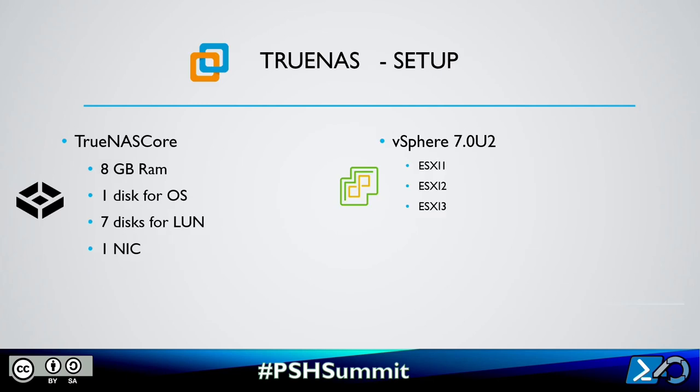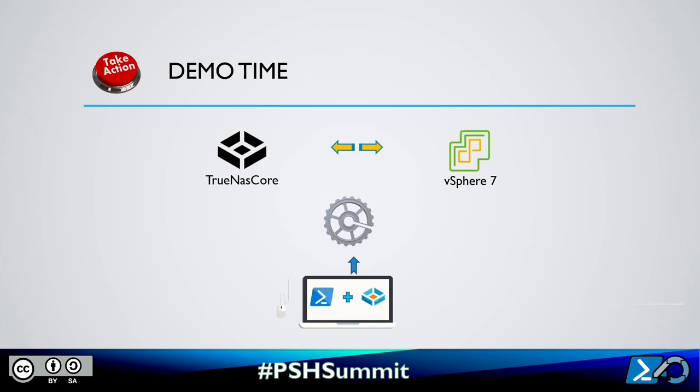How to set up my demonstration? We look at the TrueNAS setup: a TrueNAS Core, 1 disk for the OS, 7 disks for the LAN, 1 NIC, and my VMware lab, a vSphere setup with 3 ESXi. In action, first I need to interact with my PowerShell module with the TrueNAS Core API to configure the storage. And then my script will use PowerShell and PowerCLI to interact with my vSphere. And then there is a relation between my TrueNAS Core and my vSphere setup.